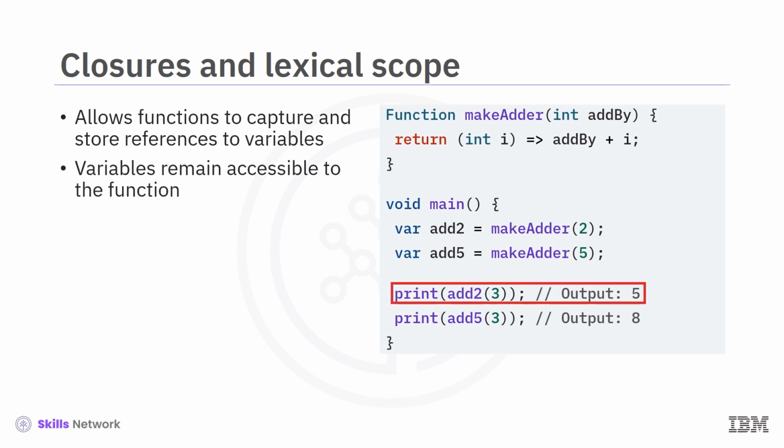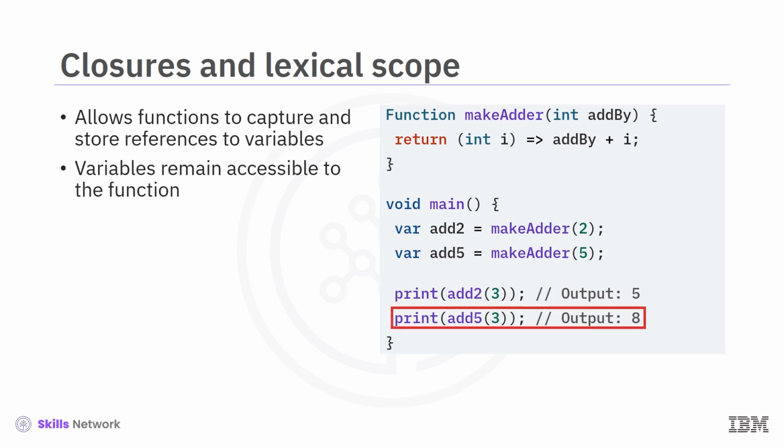This code calls the closure created by makeAdder(2) with i as 3. This results in 2 plus 3, which is 5. And this code calls the closure created by makeAdder(5) with i as 3. This results in 5 plus 3, which is 8. In Dart, closures can remember the lexical scope they were created in. This is why add2 remembers that addBy was 2 and add5 remembers that addBy was 5, even though addBy was declared outside the returned functions.